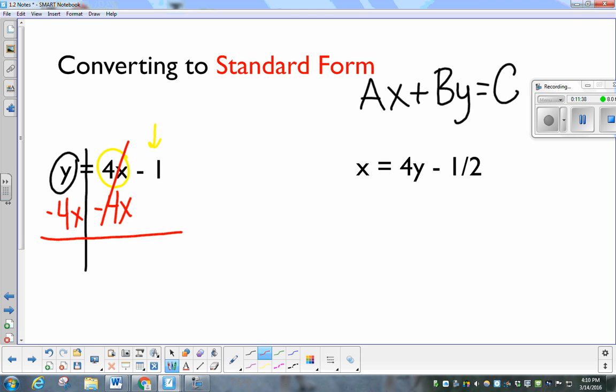So on this side over here, I'm going to write my term with the x first. So I've got negative 4x. I also have a y, so I'm going to write plus y. On this side, I just have a negative 1, and that's it. That's really all you have to do. You just have to move it so the x and y are on the same side. So my answer is negative 4x plus y equals negative 1.